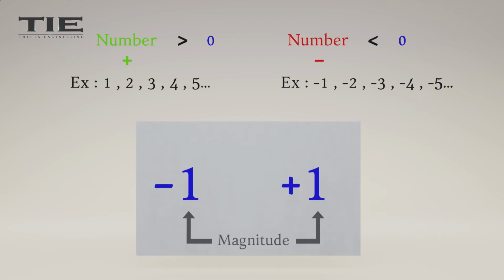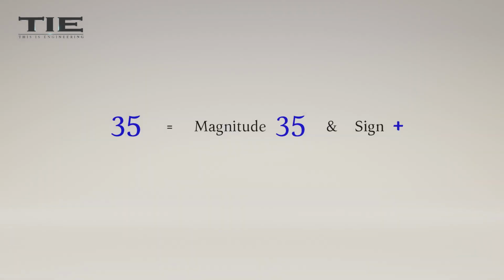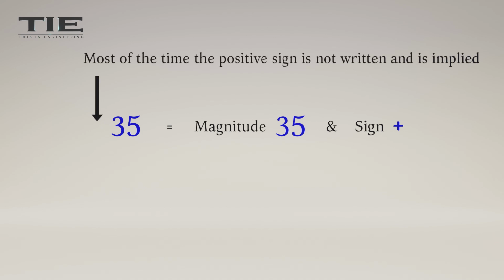Integers have two parts, the magnitude of the integer and the sign of the integer. For example, integer 35 has magnitude 35 and sign plus. Most of the time, the positive sign is not written and is implied. The integer -15 has magnitude 15 and sign minus.